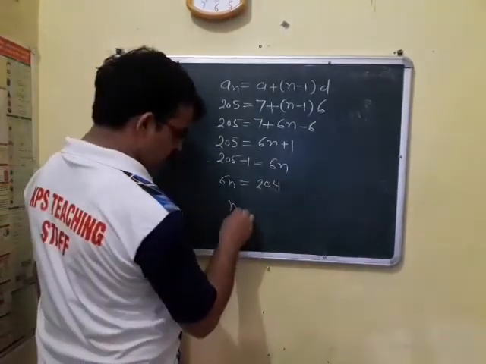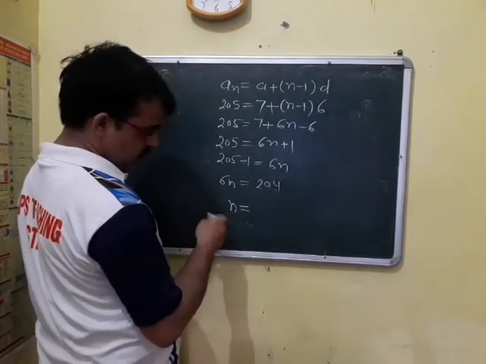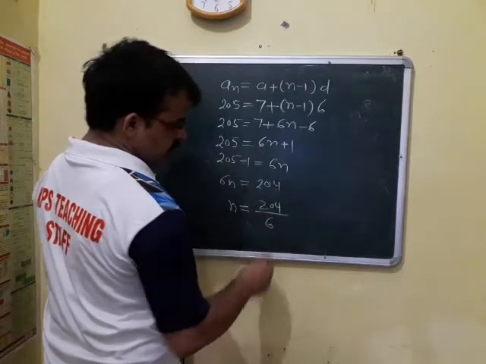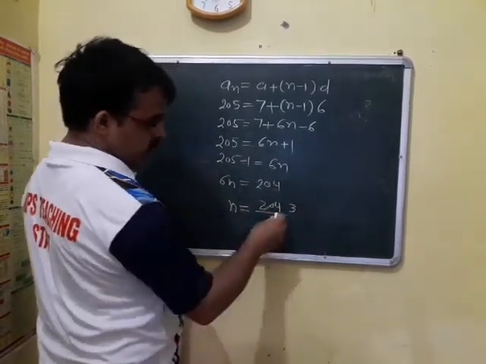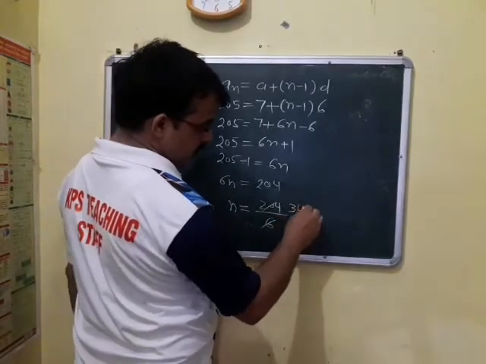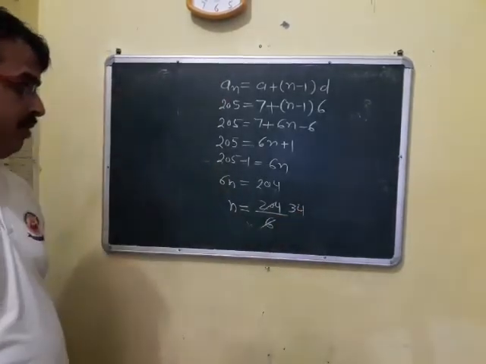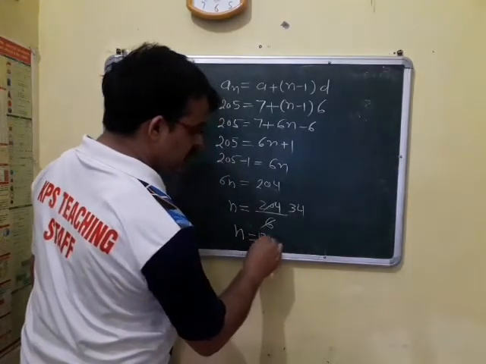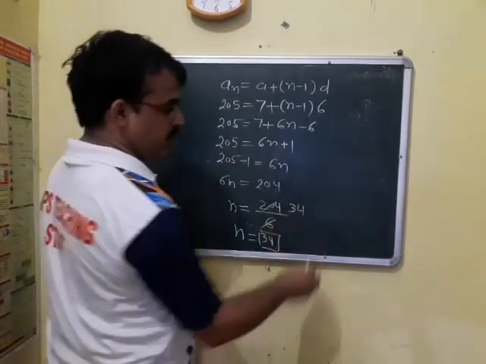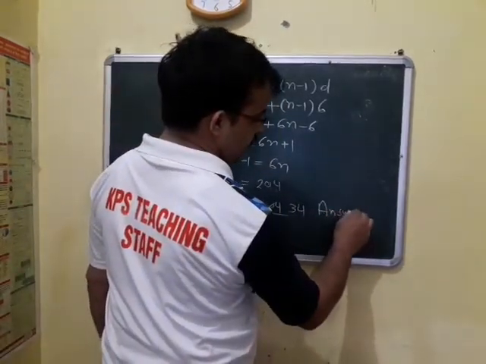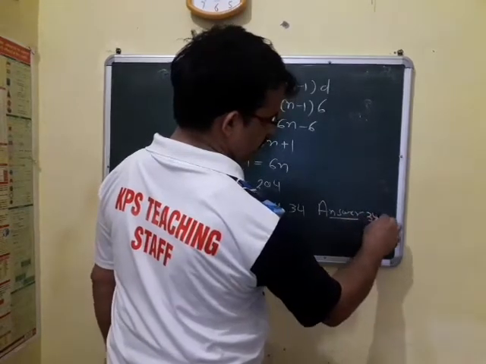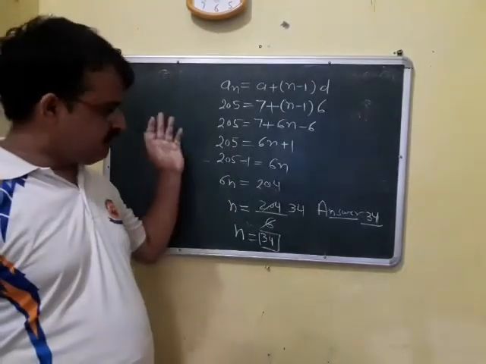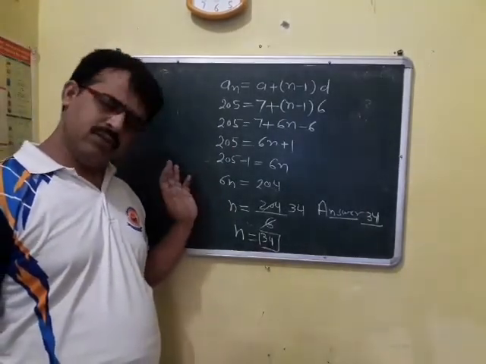Now find n. n is equal to 204 by 6. 6 3s are 18 and 2, 6 4s are 24. And n is equal to 34. The 34th term is 205. Your answer is 34. Clear? Now next, question number 5, second part, you can solve that.